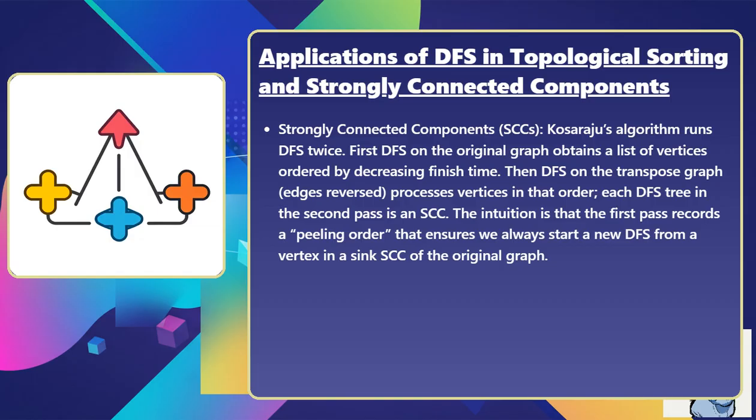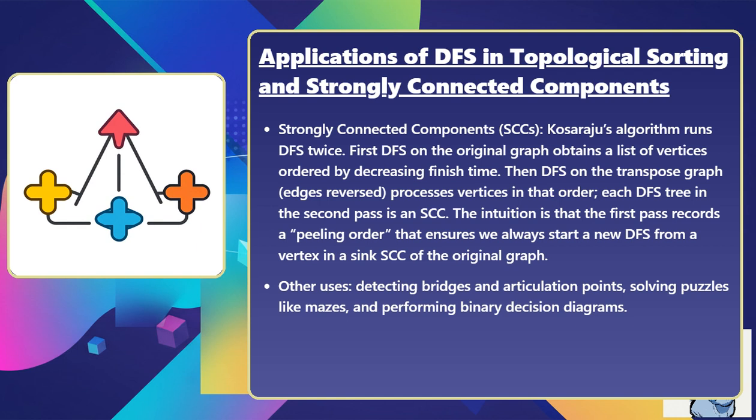The intuition is that the first pass records a peeling order that ensures we always start a new DFS from a vertex in a sink SCC of the original graph. Other uses: detecting bridges and articulation points, solving puzzles like mazes, and performing binary decision diagrams.